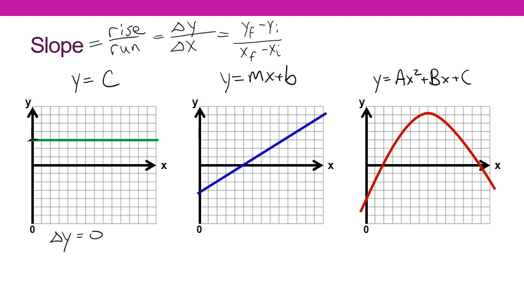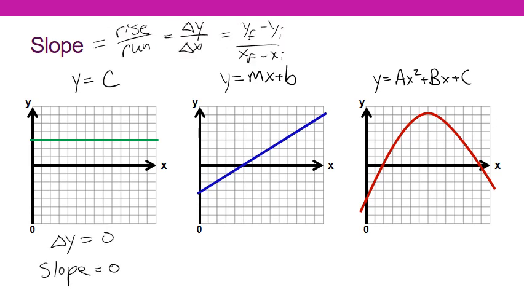Well, then, if we looked at our slope, our slope is change in y over change in x. Change in y is 0. Change in x can be anything we want, as long as it's not 0. And we will get a slope equal to 0. So if our graph is constant, our slope is 0, and anything that depends on that slope will also be 0.